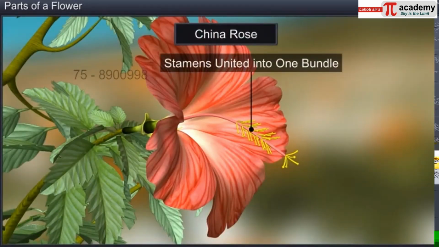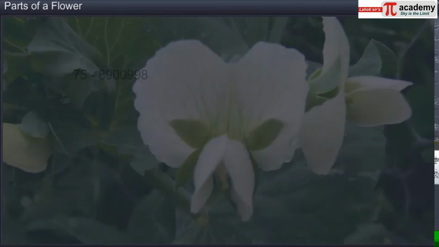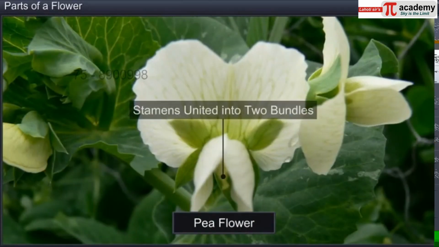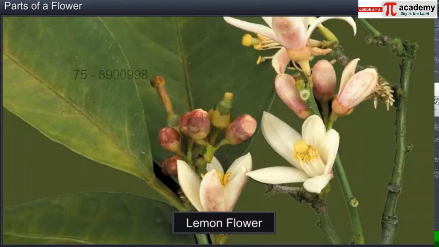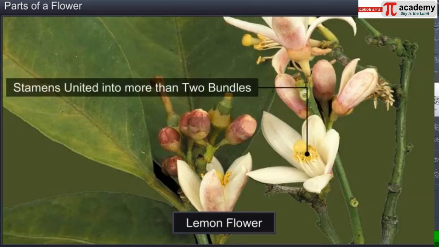In China rose, the stamens are united into one bundle and are called monoadelphous. In the pea flower, the stamens are grouped into two bundles and are called diadelphous. And in the lemon flower, the stamens are grouped into more than two bundles and are known as polyadelphous.